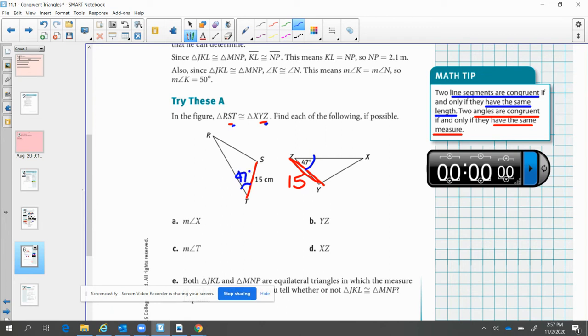Unfortunately, they don't give us any other information. So really the only two things we can say is that angle T measures 47 degrees and ZY, or YZ, is 15 centimeters based on how it corresponds. They didn't tell us enough information about the other segments or angles in our picture to say what they measure. So the other two, angle X and XZ, are not possible to find given this information, unless they told us more.